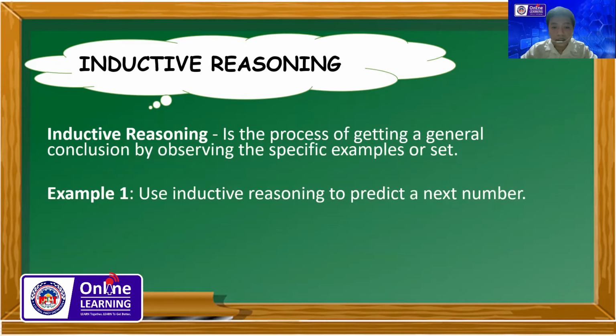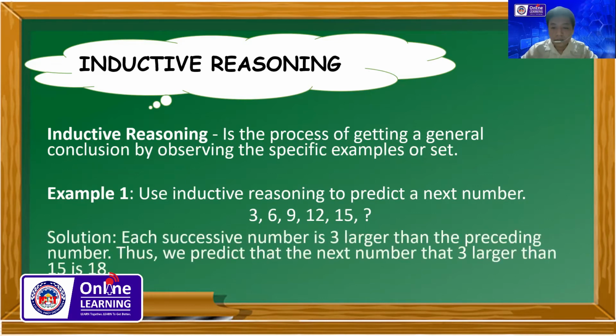Now, we have here an example in regards to inductive reasoning. Use inductive reasoning to predict the next number. We have here the numbers 3, 6, 9, 12. What is the next number? For the solution, each successive number is 3 larger than the preceding number. Thus, we predict that the next number, 3 larger than 15, is 18. If you take a look at the pattern 3, 6, 9, 12, and 15, you will notice that the common difference between every preceding number is 3. That's why we come up with the next number, which is equivalent to 18.